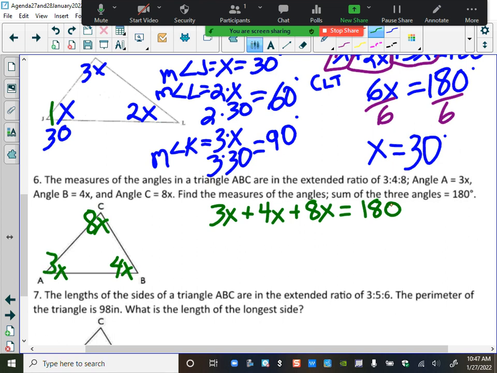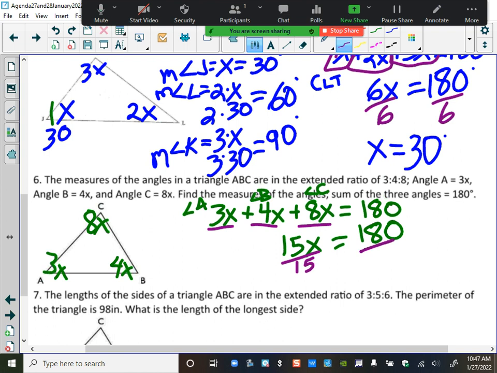This is angle A, angle B, angle C. You add them up. Combine like terms: 3, 4, 8, that's 15x equals 180. Then divide both sides by 15. And then boom, x is 12.